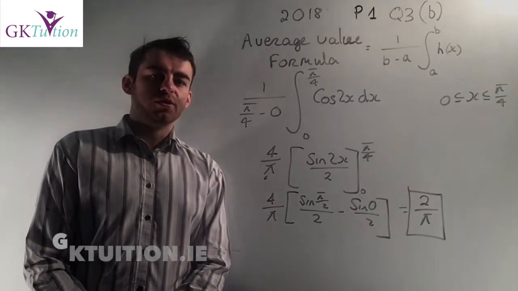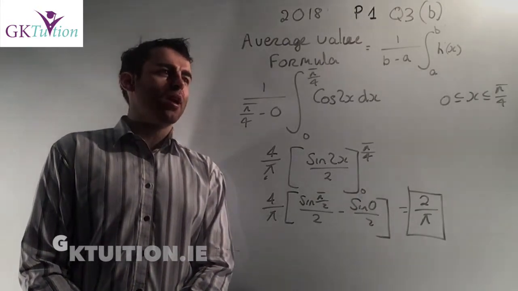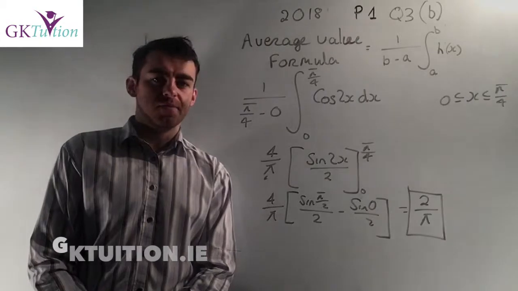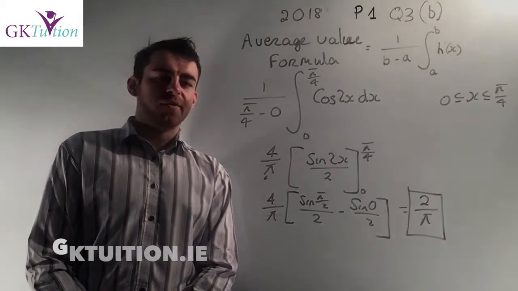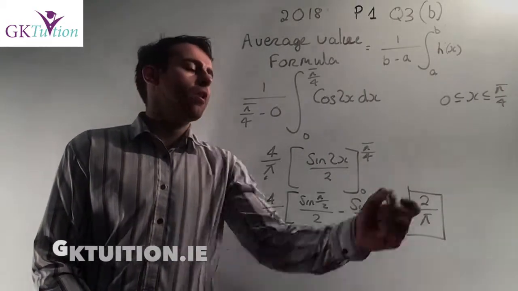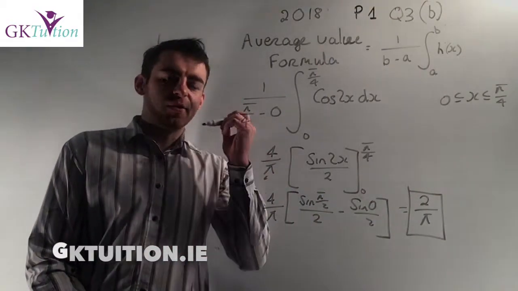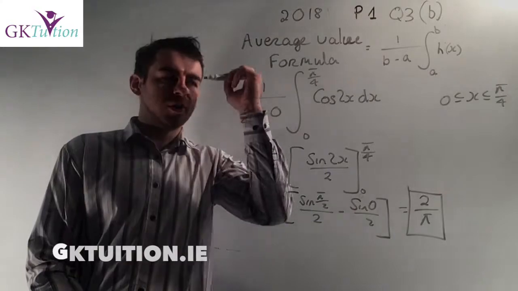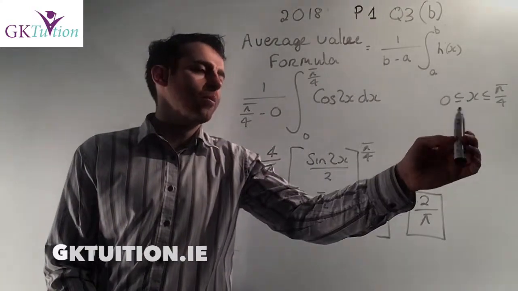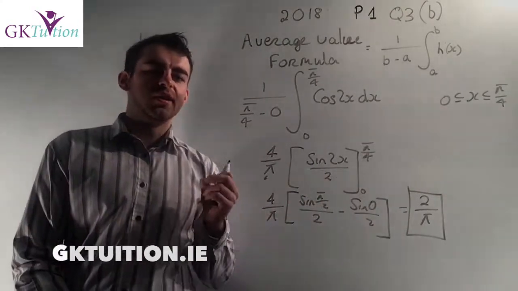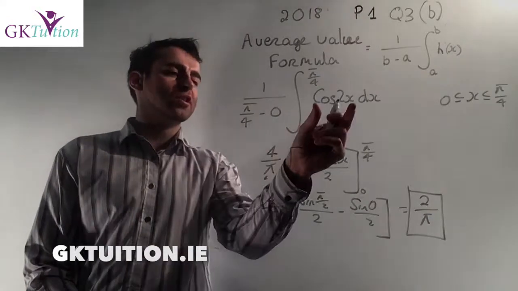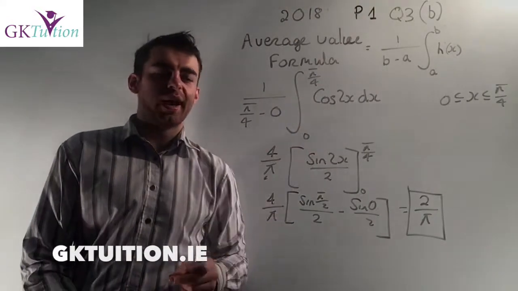Now the question I've chosen to go through here is 2018 Paper 1 Question 3 Part B. In this question we're asked to find the average value of the function from x is 0 to x is pi over 4. What that means is find the average distance between the curve and the x-axis in this region. In the question we were told that the function is h of x is equal to cos 2x.